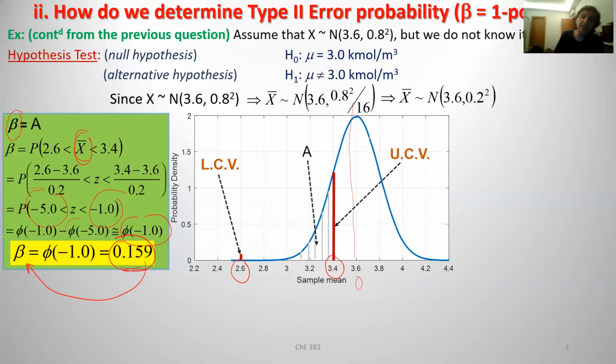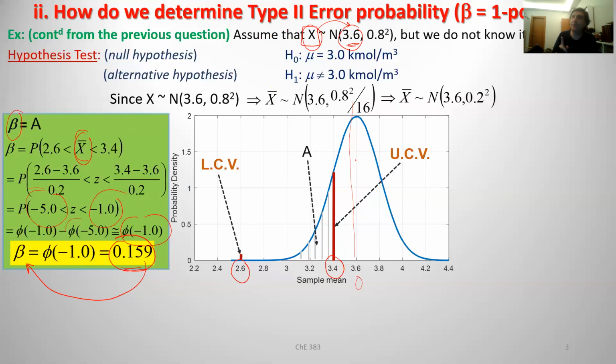And what's that error? On the other hand, there is an important difference between type 1 and type 2 error. Type 1 error does not depend on the real probability. It depends on the assumed probability. Type 2 error, on the other hand, depends on the real mean value. I'm very sorry. Let me rephrase that again. Type 2 error depends on the actual probability distribution. Here it is given as 3.6.